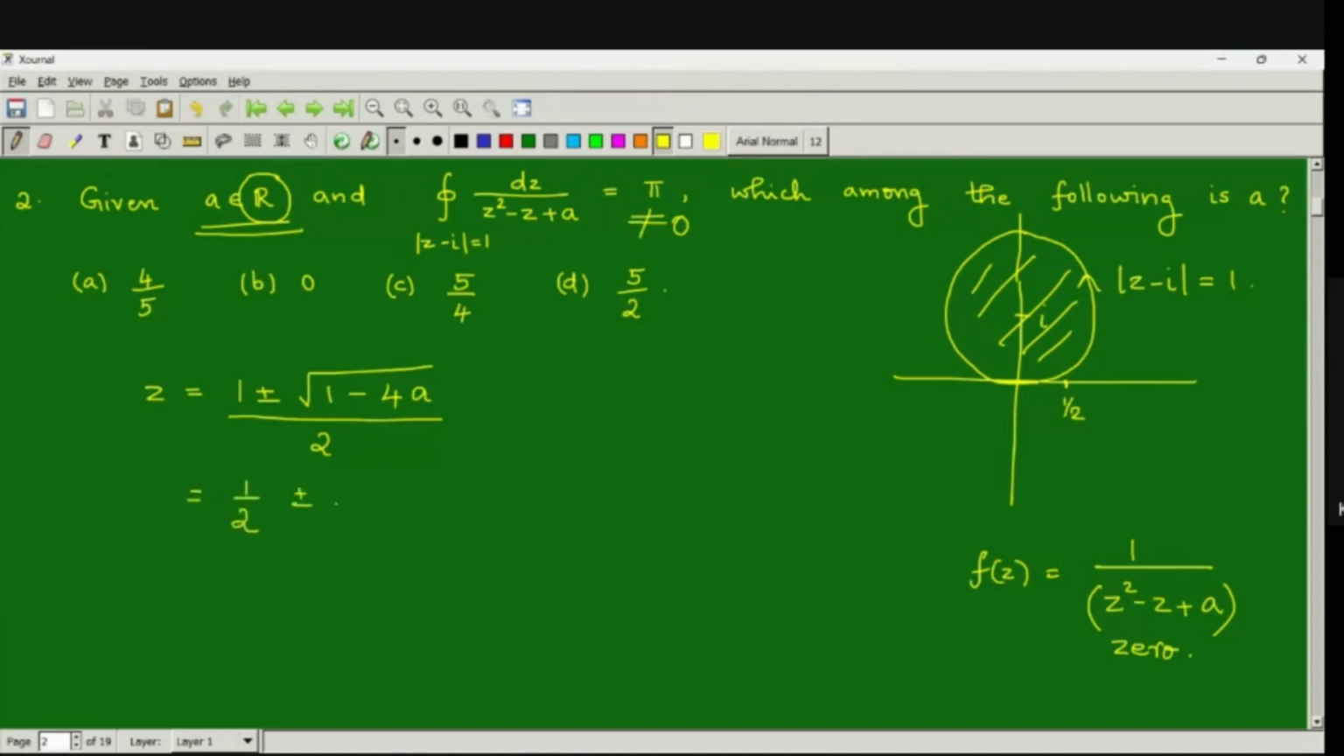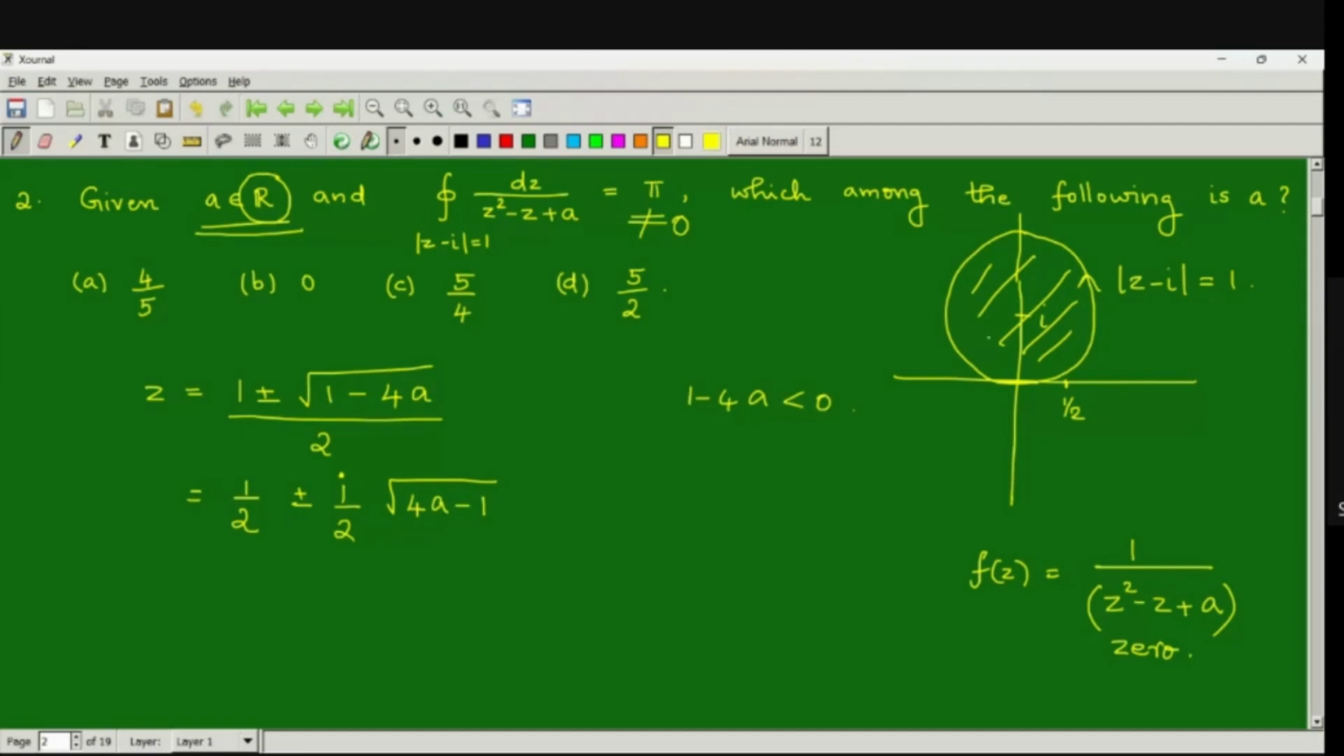Yes, ma'am. Okay. Now, how can they be complex? The only way for the roots to be complex is that 1 minus 4a is less than 0. So we can take it to be i times root of 4a minus 1. Now these are the roots. Then again we have to do one more thing: which root is inside that circle? That is the question we were searching for.